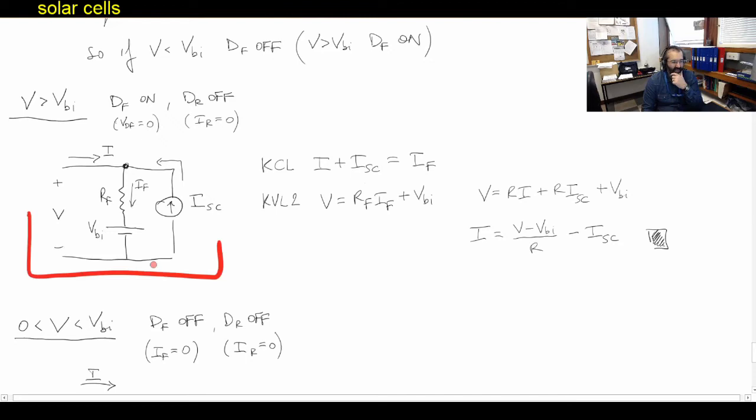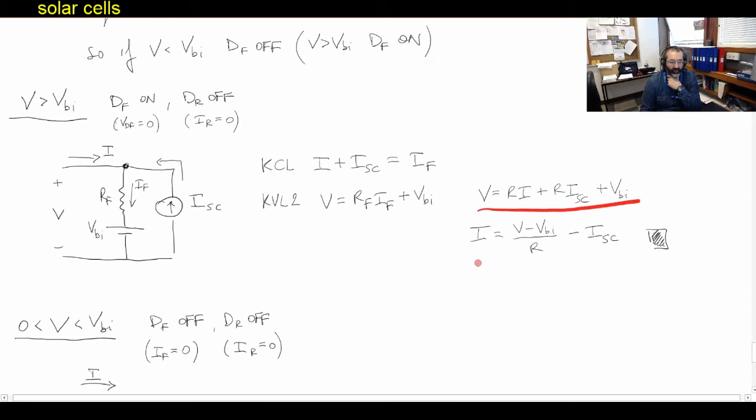And now we can analyze the circuit normally as we would always do. In this case, it's useful to use this node, and we've named this current I already. This already is IF, this is ISC. And so using KCL in that node, we have that I plus ISC must be equal to the outgoing current IF. And also we have KVL2, that is for this branch. And we have that V must be equal to RF IF plus VBI. And so we can replace IF with I plus ISC, and that's what I've done here.